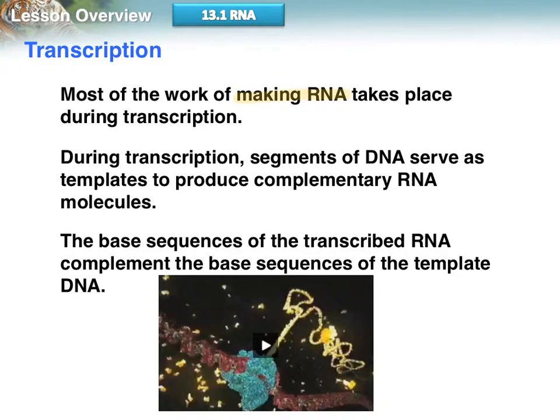Making RNA occurs during transcription. In transcription, we're copying the DNA segment, and it's a template to produce the complementary RNA segment. The base sequences of the RNA complement the base sequences of the DNA. A with T, C with G, or U for uracil in RNA.